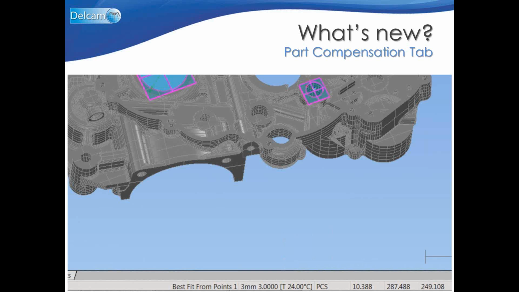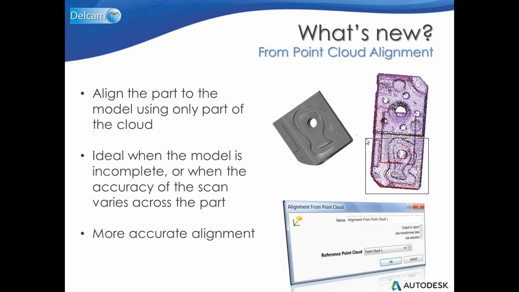Another new feature in PowerINSPECT 2014 is the from point cloud alignment. When we have to create an alignment from a point cloud, we used to select the whole cloud. But what if the CAD is incomplete, or a part of the model is bent or not good? Before this represented an issue, but now in the point cloud dialog we have the ability to select the reference point cloud, making our alignment more accurate.